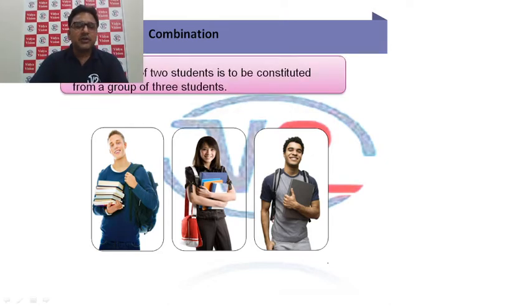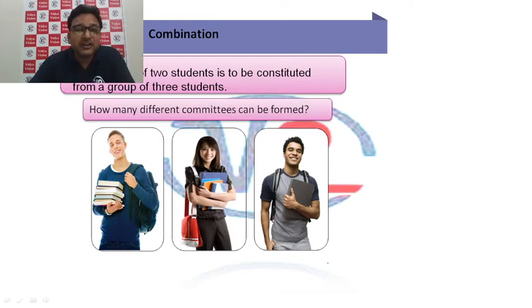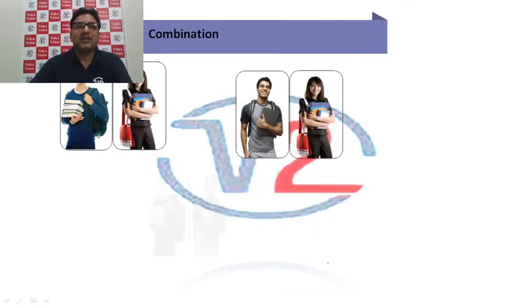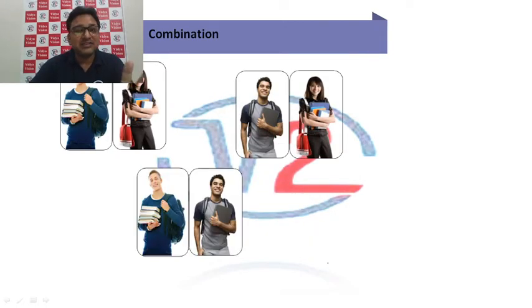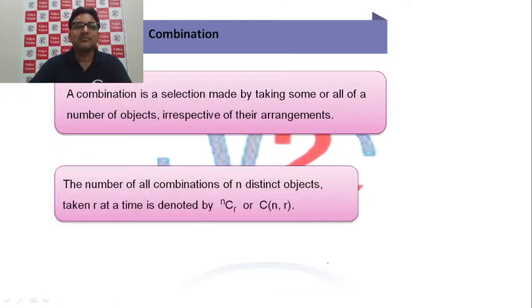Combinations. A committee of 2 students is constituted from a group of 3 students. We take 2 students to make a committee. How many different committees can be formed? Now, 1 2, 2 3, 1 3. This is a combination. Now, how many combinations do they form? 3 combinations. Clear? Now, a combination is a selection made by taking some or all of a number of objects irrespective of their arrangement. We don't require the arrangements. The number of all combinations of n distinct objects taken r at a time is denoted by nCr.